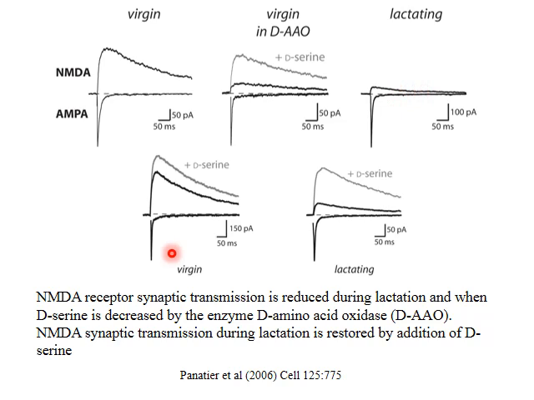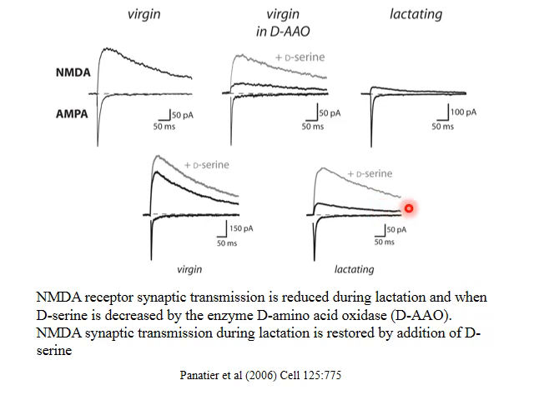Let's go down to the bottom records. The bottom left record is again from a virgin animal. Here's the AMPA component large, the NMDA component is large, and if we add D-serine, we see just a modest increase in the amplitude of the NMDA component. Again, on the right, we see records from a lactating animal where the AMPA component is large and the NMDA component is small. This is the same type of record that was seen up here in the upper right.